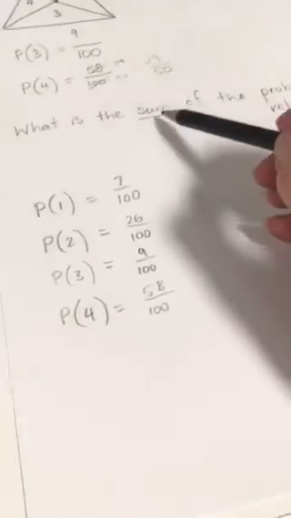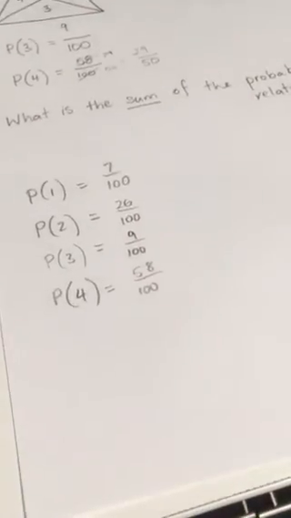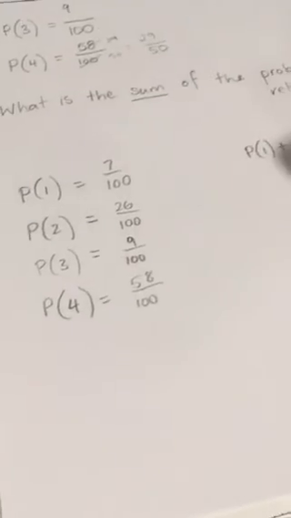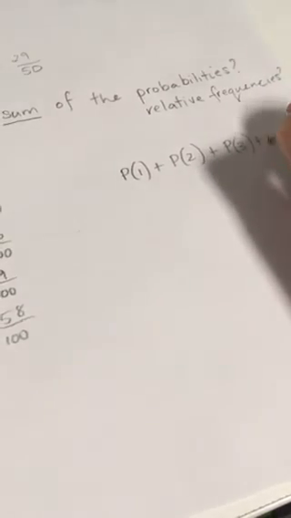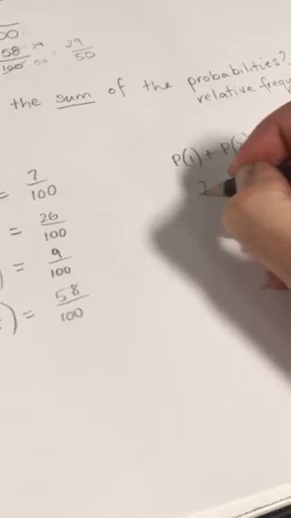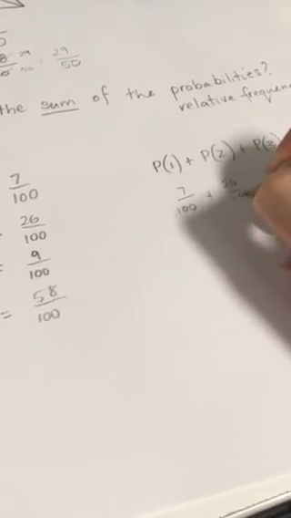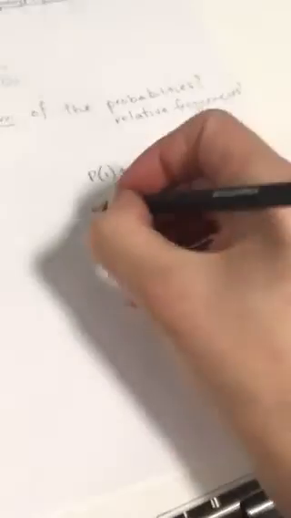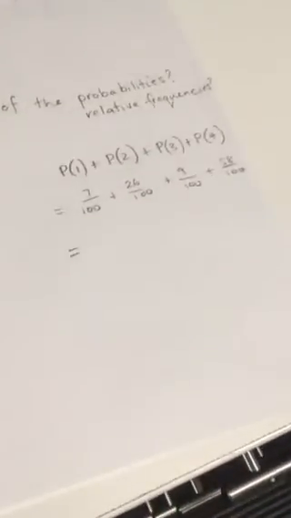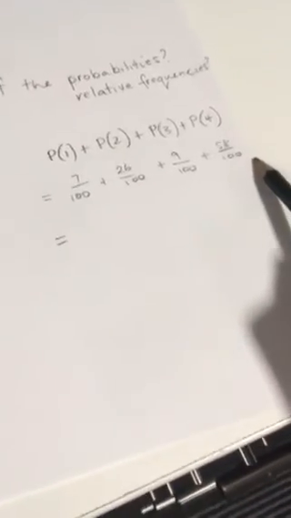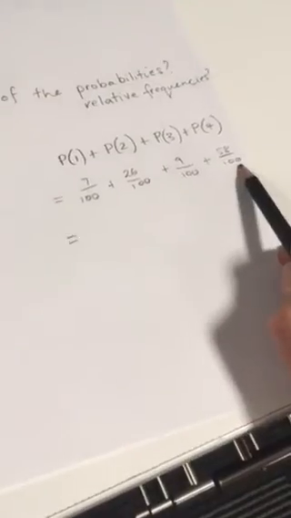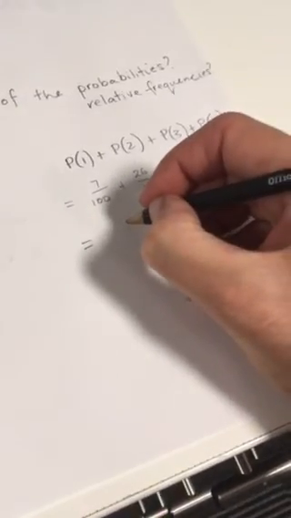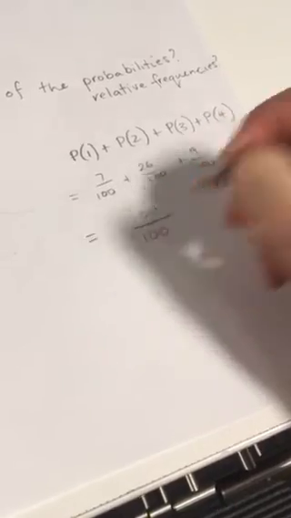And to be honest, if we're being asked to find the sum, it's actually a lot easier if we don't simplify. So we want to find the probability of 1 plus the probability of 2 plus the probability of 3 plus the probability of 4. So we've got 7 over 100 plus 26 over 100 plus 9 over 100 plus 58 over 100. Now, we can either use our calculator and just plug in all those fractions, or we can use what we know about fractions. If we've got a common denominator, we can just add the tops. So 7 plus 26 plus 9 plus 58, and that will give me 100 over 100, which is equal to 1.